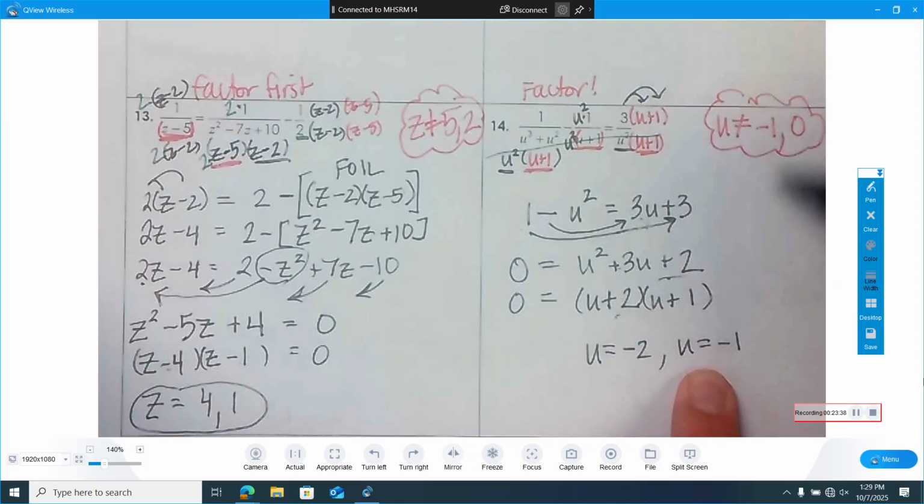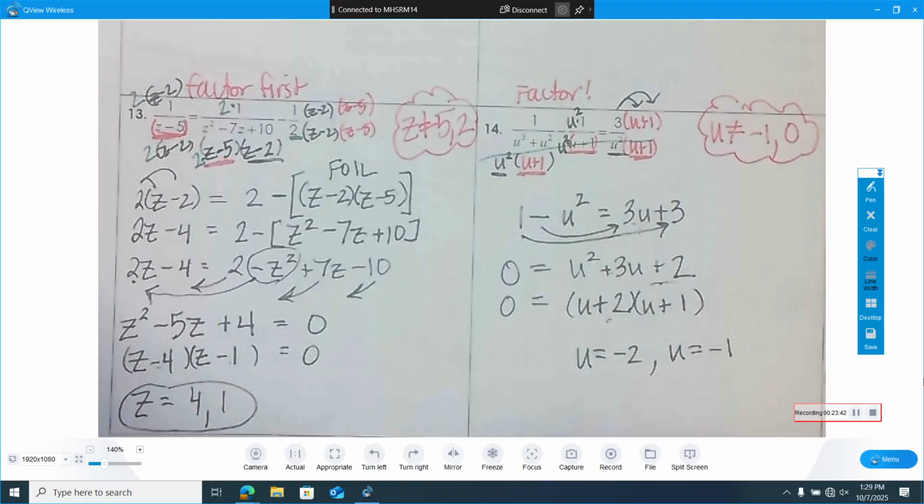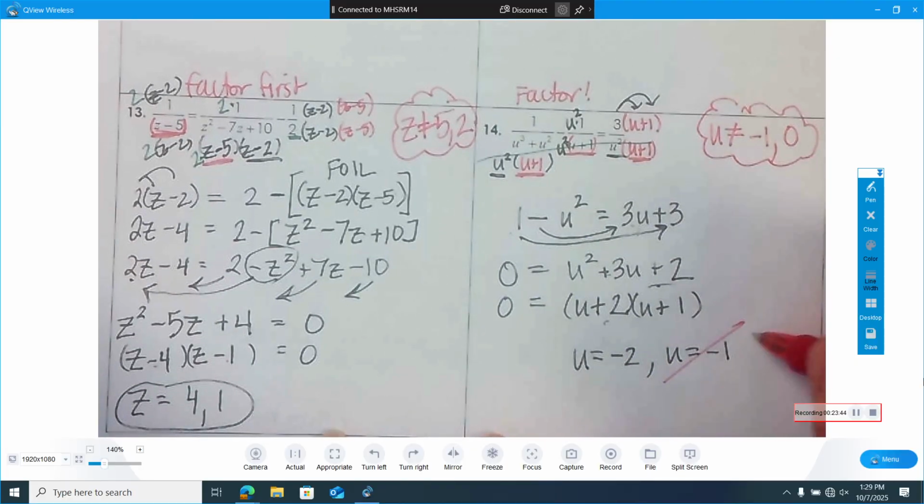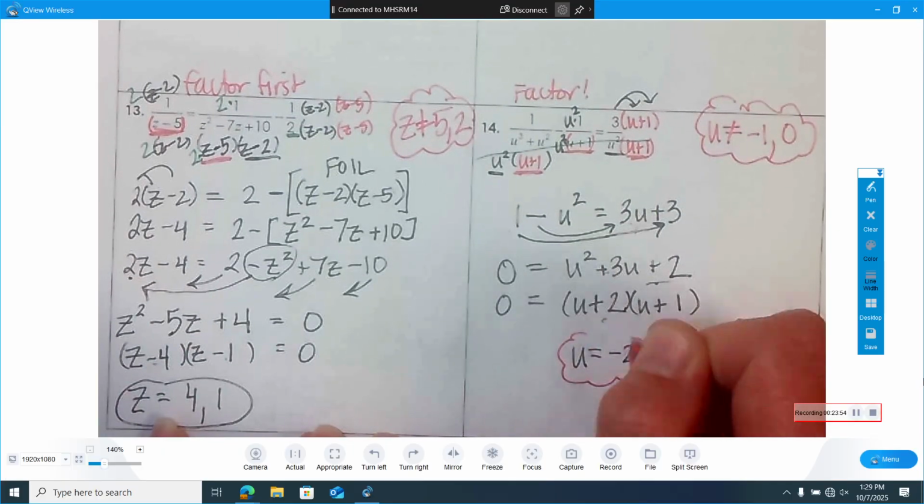But yeah. Can u equal negative 1? No, it cannot. That is a false solution. That one is not going to work. And that's why we want to check domain. Okay? Make sure you're paying attention to the domain. So it is just the one solution here.